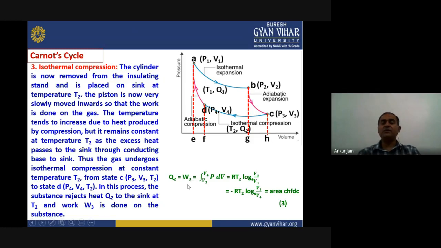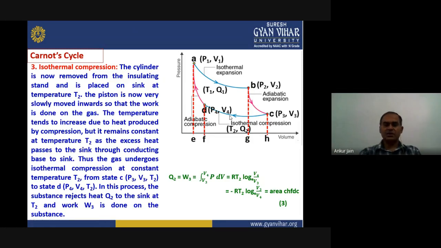So the work done will be W3, and that will be the integration from V3 to V4 of P dV. Again we will change this because this is an isothermal condition, and for that we can consider PV equals RT, that is constant. So we can replace P equals RT upon V, and here the temperature is T2, so we are writing RT2 upon V. If we integrate dV upon V, it will change to log V, and because the limits are V3 to V4, it will become RT2 log V4 upon V3. Now we can change the sign of this. It will become minus RT2 log V3 upon V4. We are just changing the order here, and this will be equal to the area of CDFHC. That will be the work done on the PV curve.